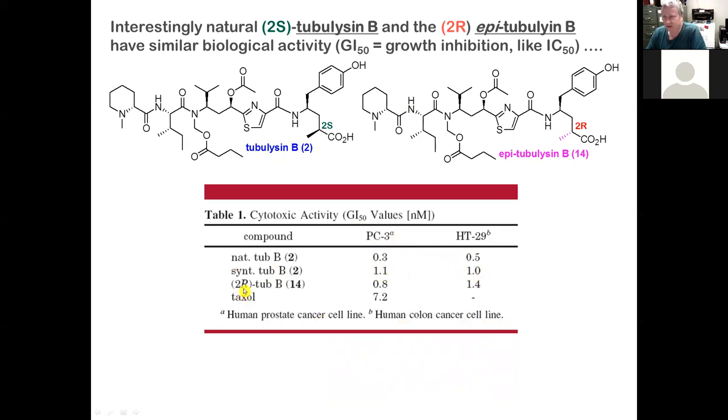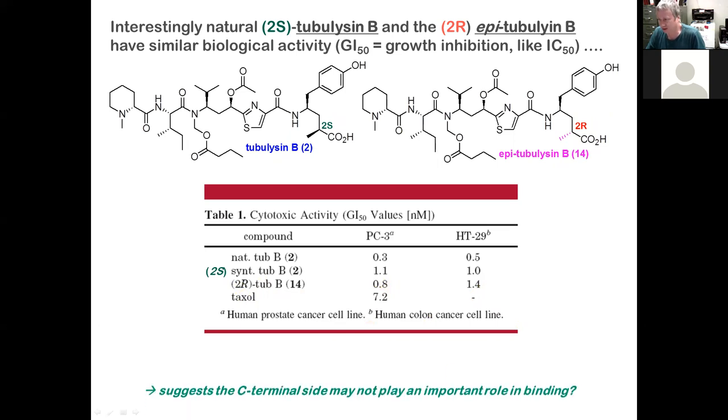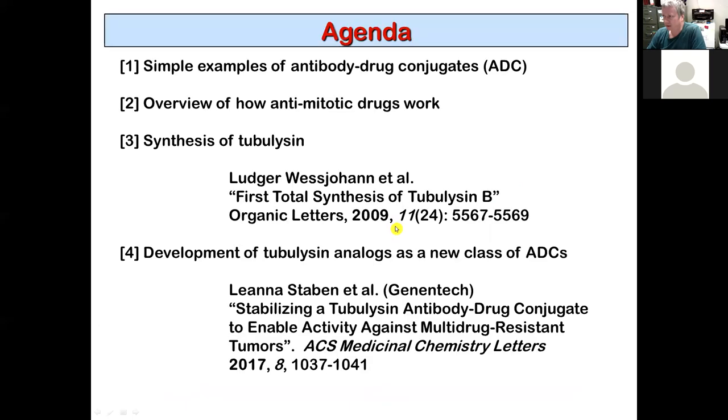And then interestingly, the non-natural one, 2R, is actually pretty good. I mean, maybe even better against PC3, maybe a little bit worse against HT29. But that one stereocenter does not just destroy the activity. That's kind of interesting. Okay, there's their 2S, and then there's the 2R. Okay, cool. So it suggests the C-terminal side may not play an important role in binding to tubulin, because it's binding to tubulin, which is why it kills cancer cells. Okay, cool. All right, so now we're on to the grand finale.